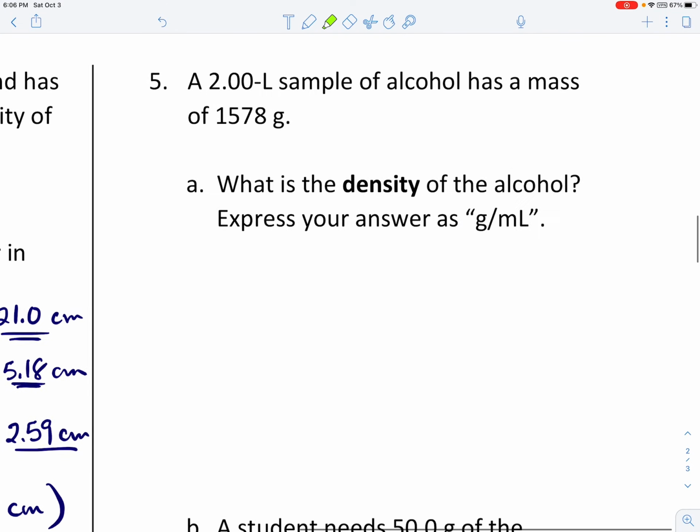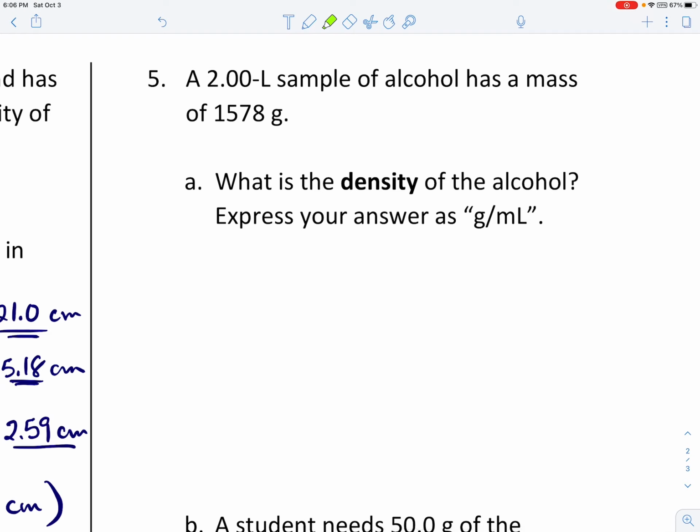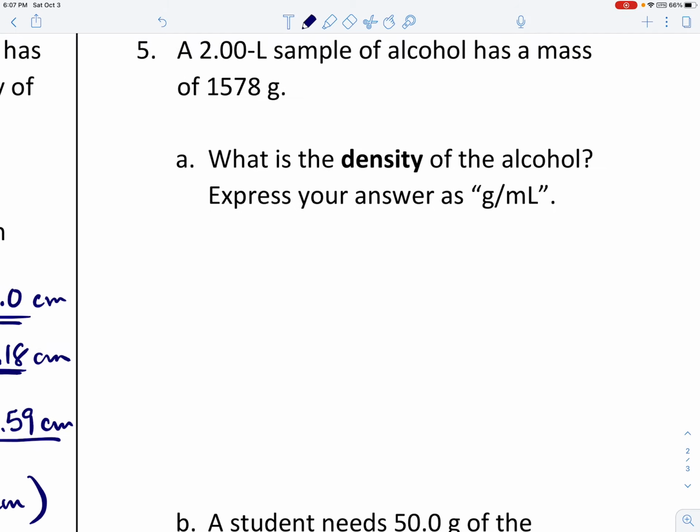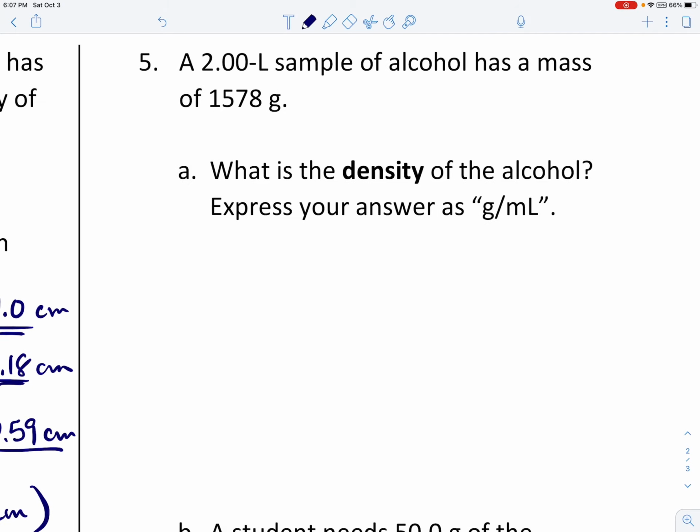And now one last question, multi-part. Pause the video and try this yourself. A 2-liter sample of alcohol has a mass of 1,578 grams. What's the density of the alcohol expressed in grams per milliliter.